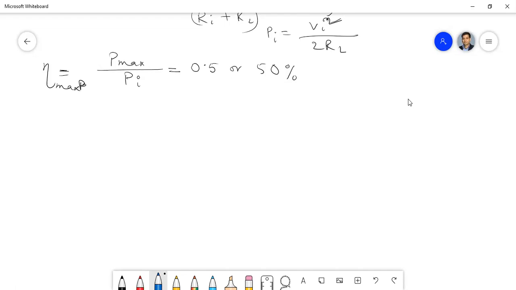Then can you predict what should be the condition? Anyone? You don't know. I'm just asking. Can you predict what should be the condition?